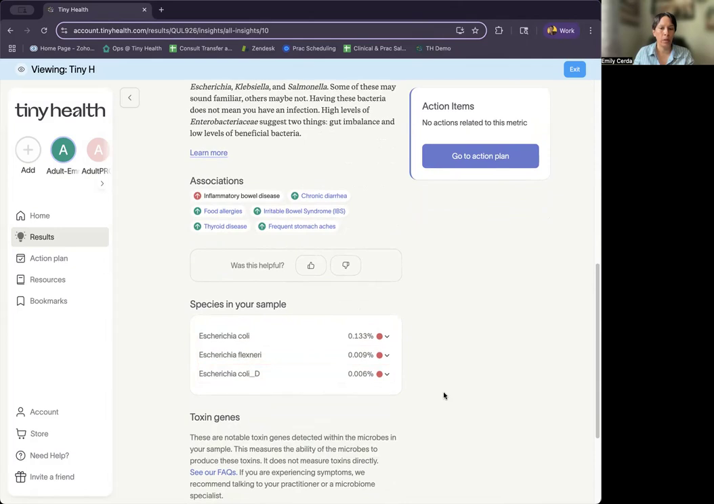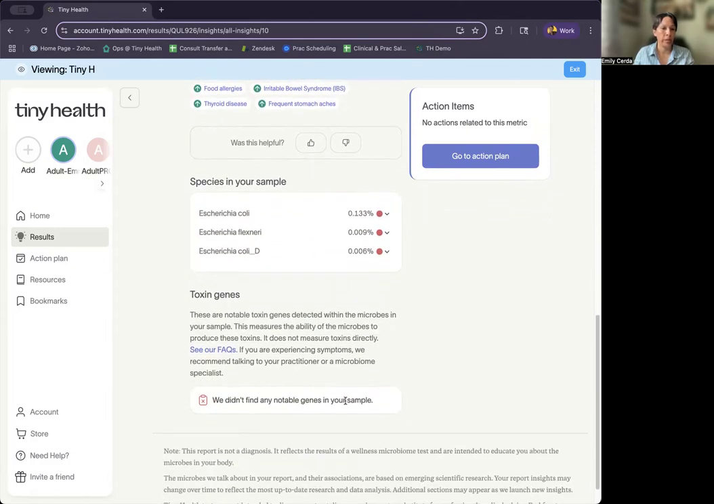We do also look at toxin genes in the sample. So we are not measuring toxins directly, but the entire shotgun test is made up of the microbes present, so who's there, and then also the genes present in the microbiome. So what is the microbiome able to do? What are those microbes able to do? So this is looking at the presence of genes. And this is where something like Shigella may pop up. There are a number of toxin genes we look for, and this would just tell you that the gene is present, not that the toxin is present.